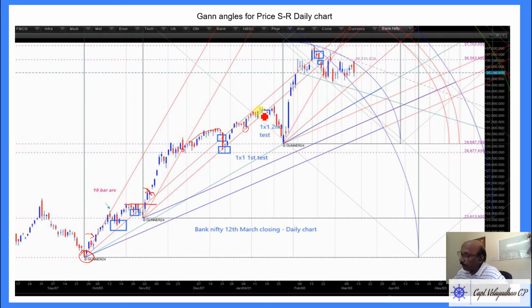So this is the way we have to analyze Gann angles. You have to keep shifting the Gann angles and see where it is taking support. And from here we can see price moved up all the way here. Now what you see, as the price moved above one by one, it was moving within a channel. The previous one by one and the current one by one.